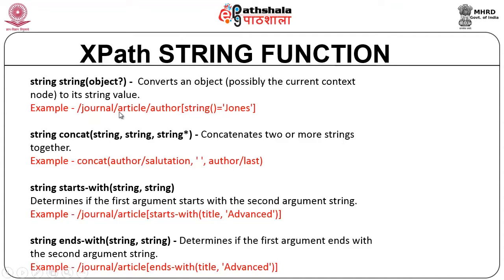Now, some of the string functions have been given in the slide. We have a string function, which converts an object, possibly the current context node, to its string value. Here you can see in the example, the author is converted. Then there is a method called concat, for concatenating two or more strings. Here you can see the strings given, an example of concatenating three strings: salutation, an empty string, and the last author element.